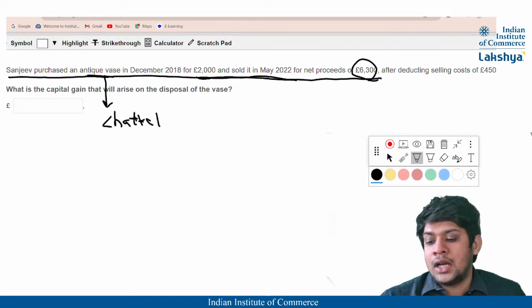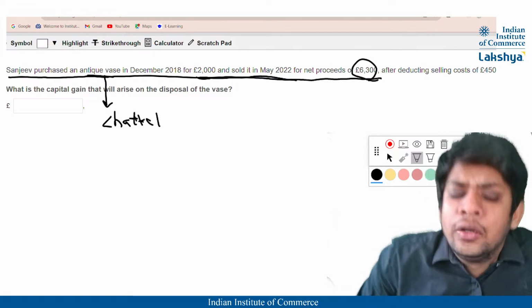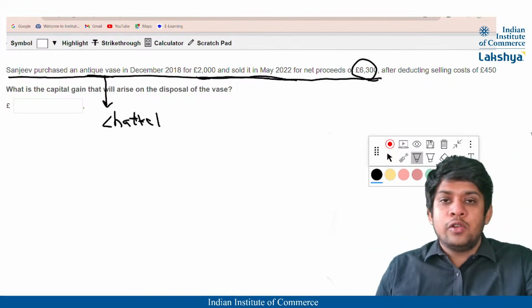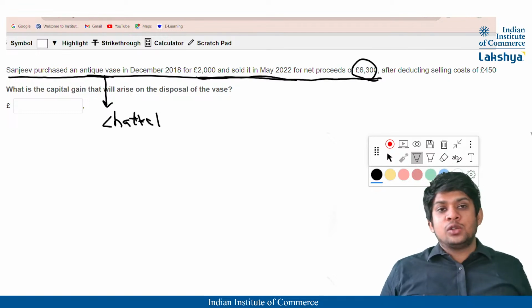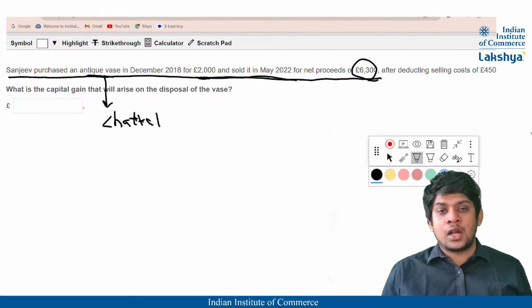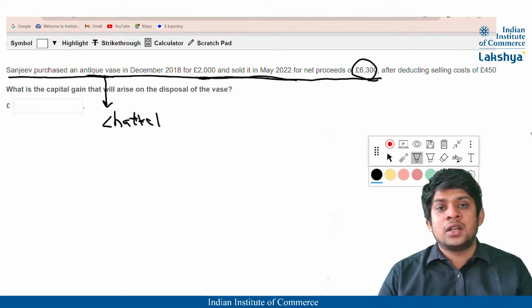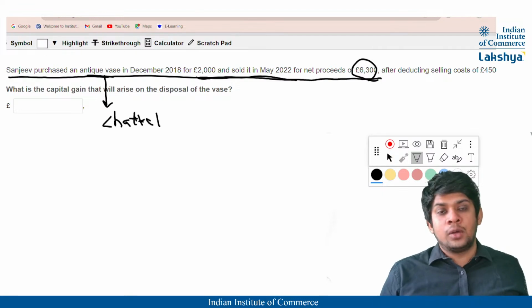Chattels are nothing but movable, tangible properties of a company or of an individual. Within chattels there are two types: wasting chattels and non-wasting chattels. Wasting chattels are those which are probably used within a period of 50 years, while non-wasting chattels go on for a very long period of time.